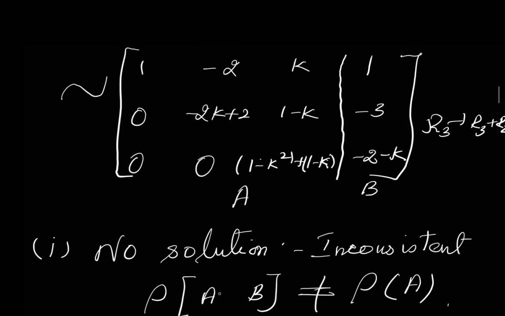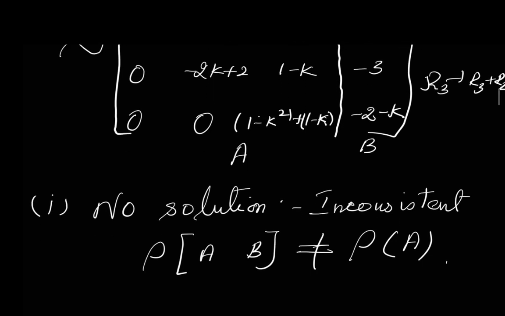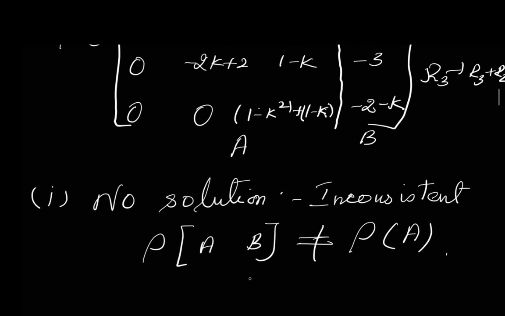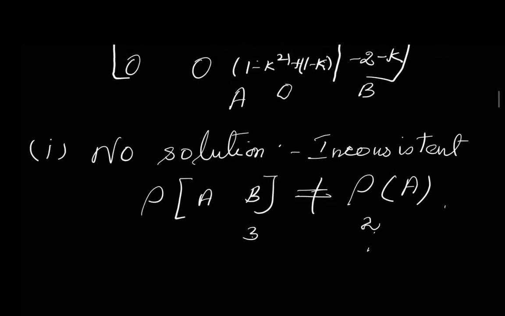So, these two must have different rows. In that case, when do you get not equal? One should be equal to 3, the other should be equal to 2. So when rank of A is 2, this entry should be 0. When they become 0 here, we'll do the small calculation.